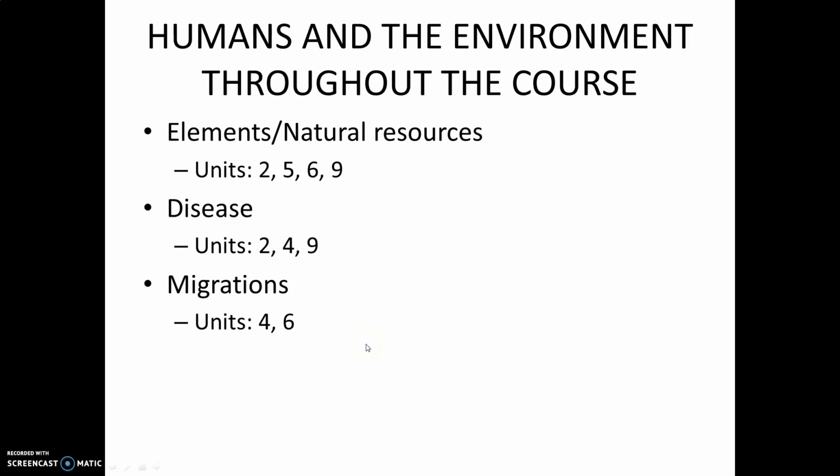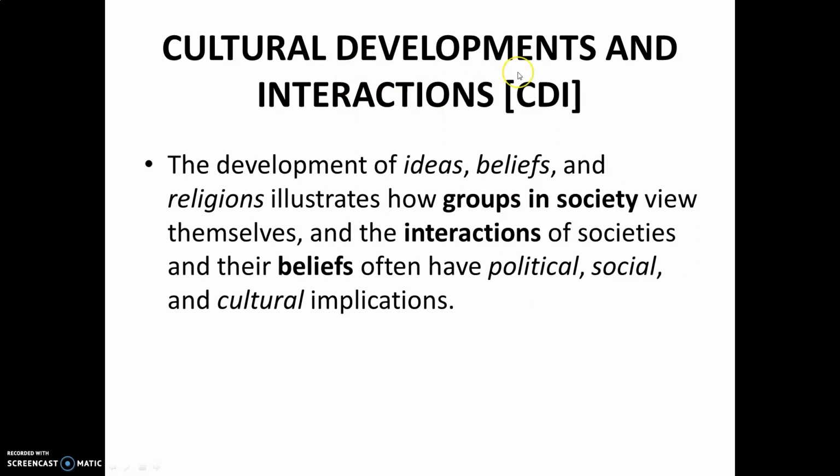And then when we look at Era 3, what influences these varied migrations? So right now we have the P, the I, and the E. The C, cultural developments and interactions. Ideas, beliefs, and religions illustrate how groups in society view themselves, and the interactions of societies and their beliefs will have political, social, and cultural implications.